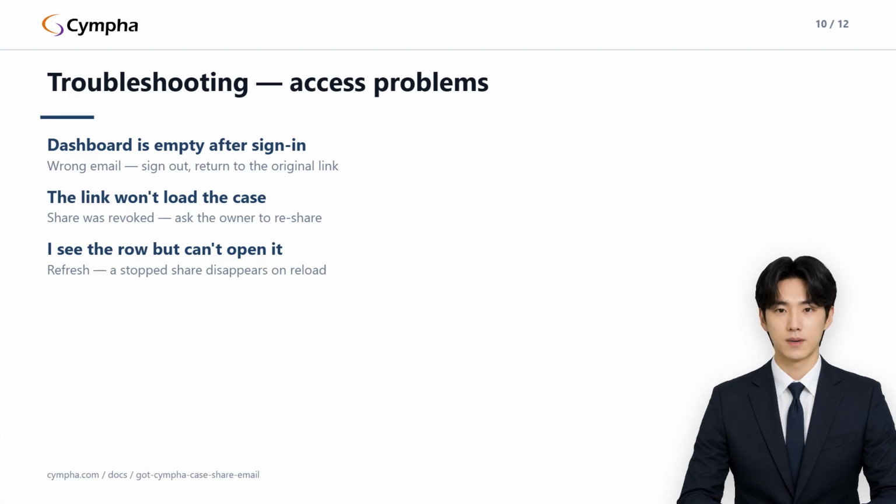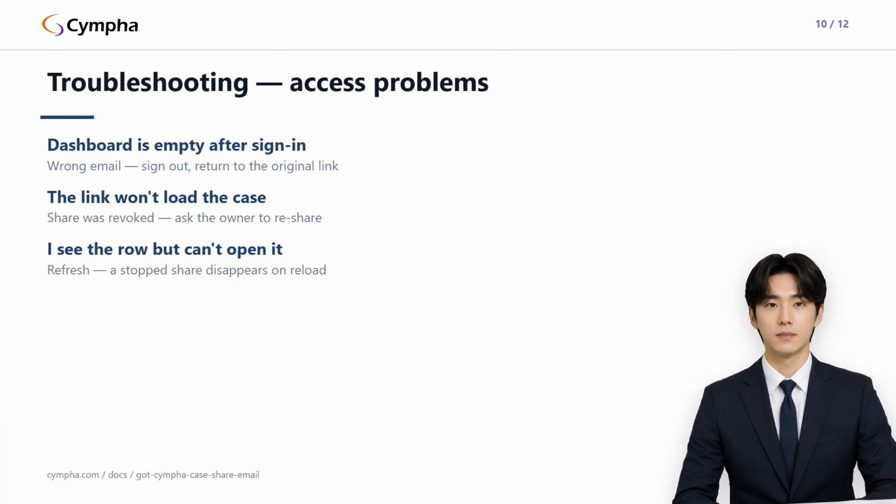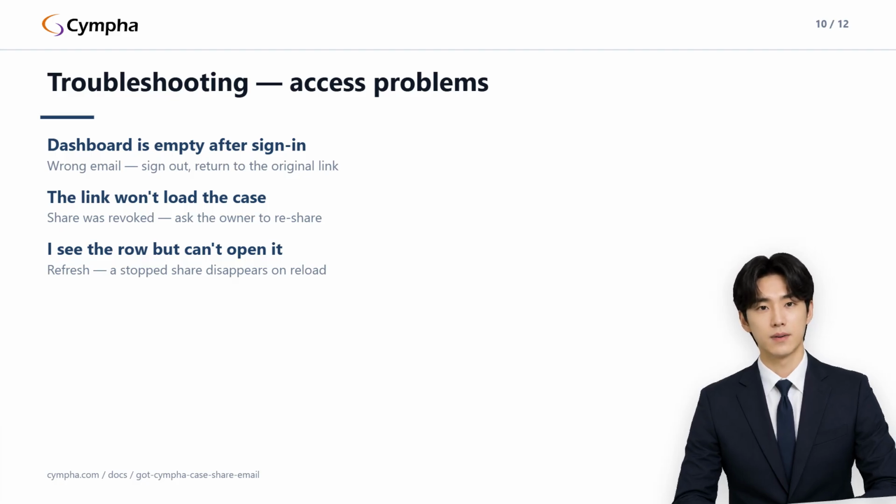Problem 2, the link in the email won't load the case. The share may have been revoked, meaning someone on the case clicked Stop Sharing. Ask the case owner to open the case's share dialog and add your email again. A fresh email goes out immediately. Problem 3, I can see the row but I can't open the case. Refresh the page. If sharing was stopped while you had the dashboard open, the row disappears on the next refresh, and again, ask the case owner to share the case again if you still need access.